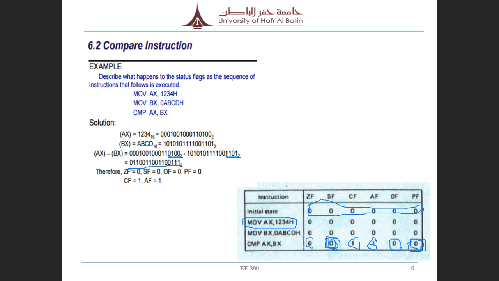So, for example, the auxiliary flag. When is it set? If we have a borrow in or carry out happening from the lower level, from the next level. So look here: as we are doing the subtraction, this lower nibble is 1101, and this lower nibble is 010. So we subtract a bigger number from a smaller number. Definitely you need a borrow. So that's why the auxiliary flag is set.